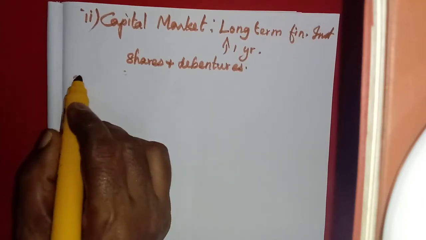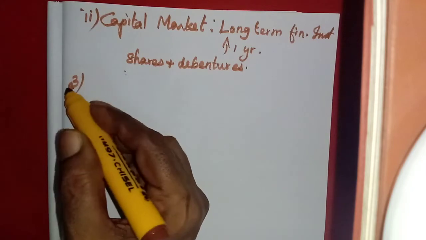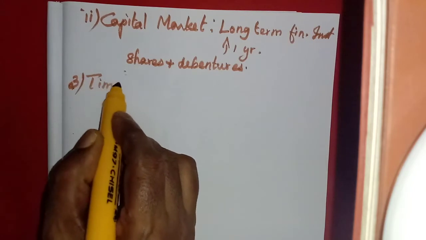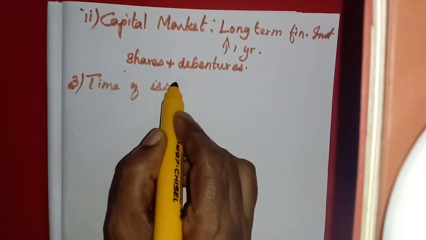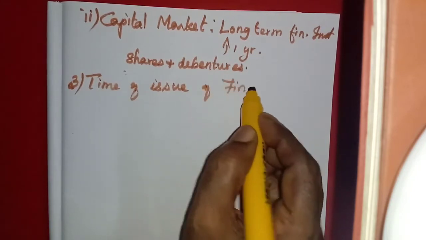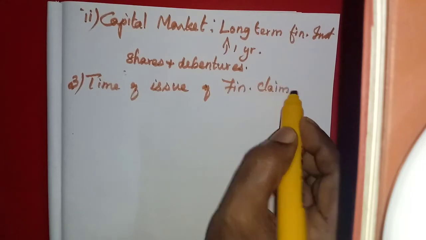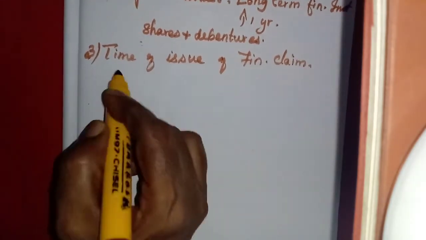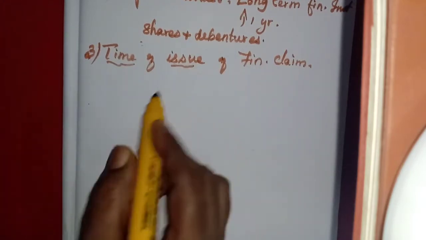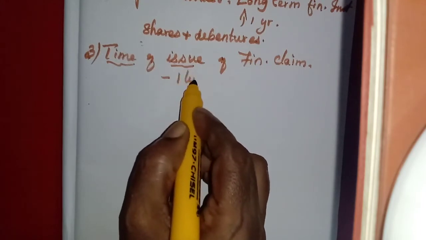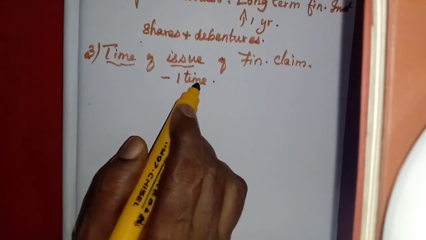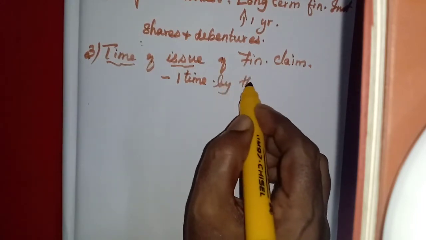Okay, now the third type, it is divided on the basis of time of issue of financial securities. Time of issue of financial claim we can call. Okay, because from the beginning we say the financial claim. Time of issue, when they issue this financial claim. Here they issue for the first time. Okay, the securities are issued for the first time by the companies.